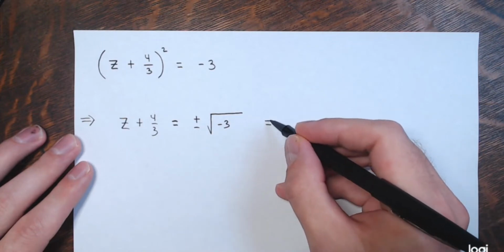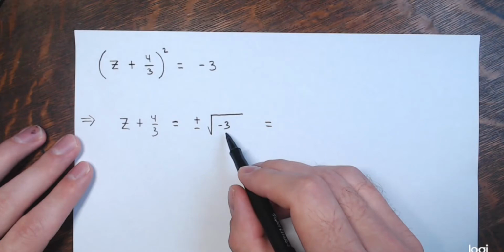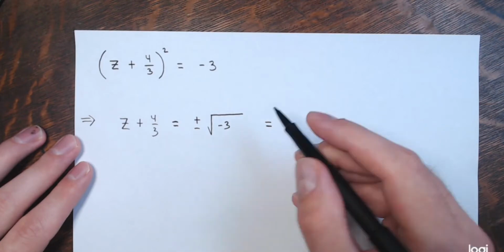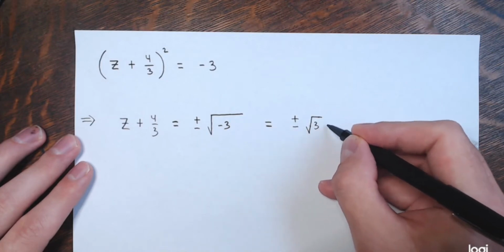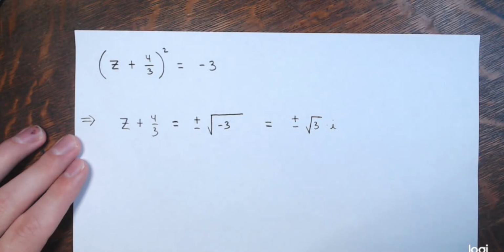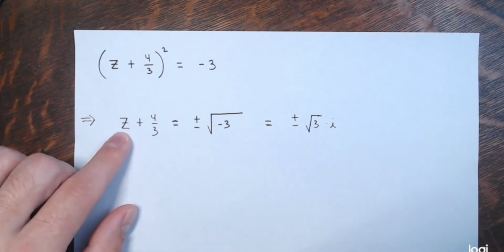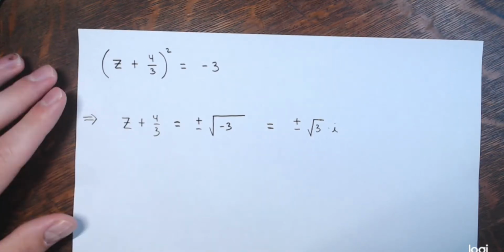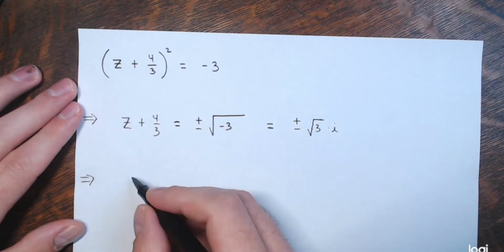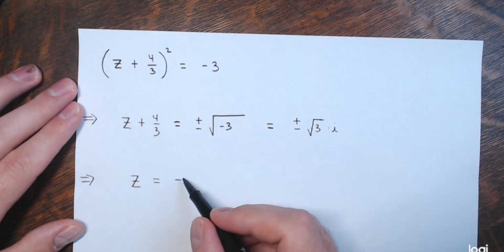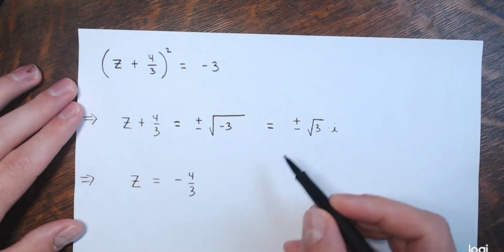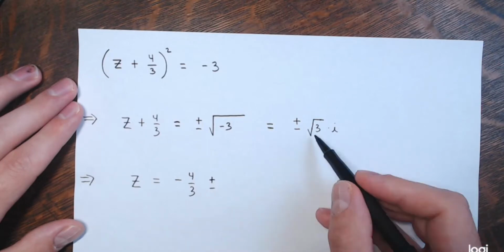And as I've been saying, when we see square roots of negative numbers now, we're going to rewrite those as imaginaries. So this is plus or minus square root of 3, then times i, or i times the square root of 3. All right, and then all I have to do now is solve for z. z is not alone yet. I would have to subtract 4/3. So to get z alone, we subtract 4/3. So I have z on the left, and then we'd have negative 4/3 on the right, and then one with the plus, one with the minus, and then the square root of 3 times i.